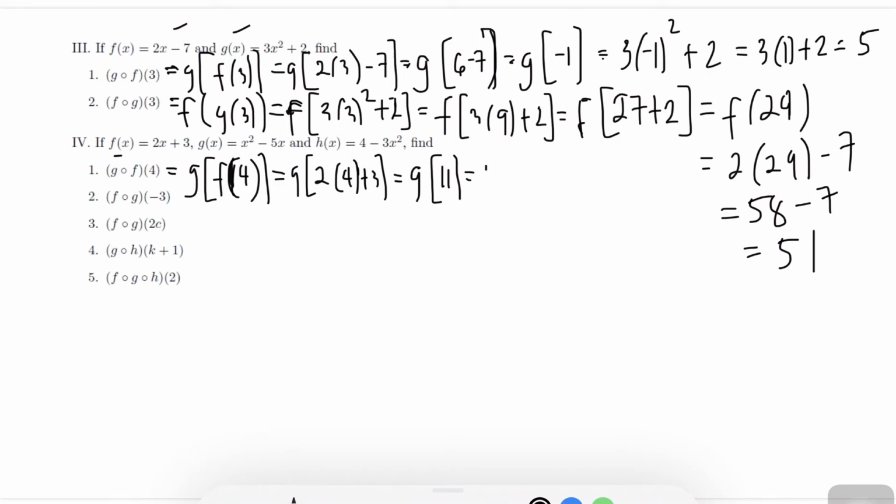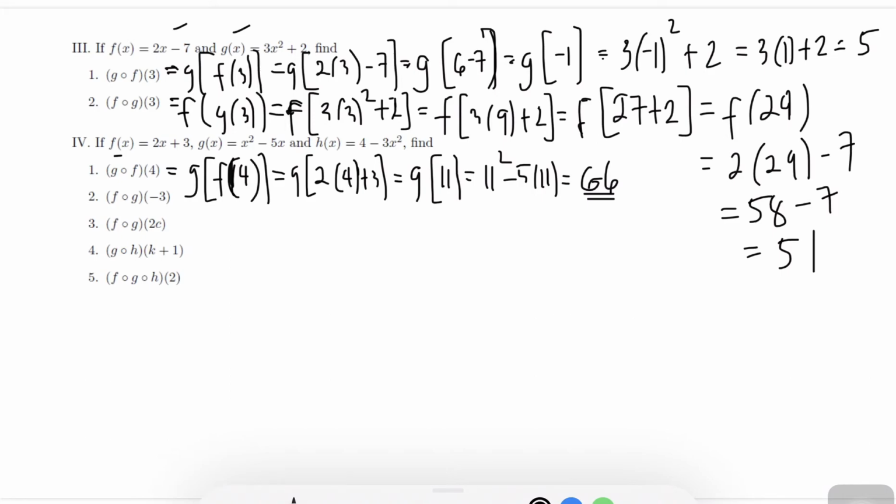So what is g of 11? G is 11 squared minus 5 times 11. What is that equal to? Use your calculator. This is 66.